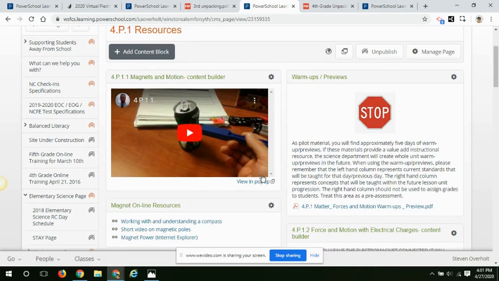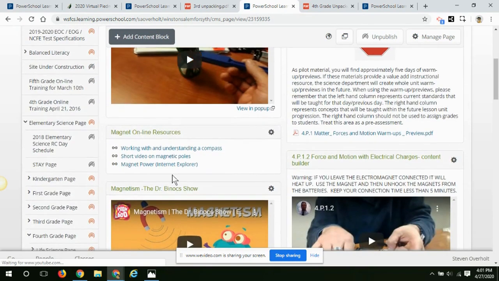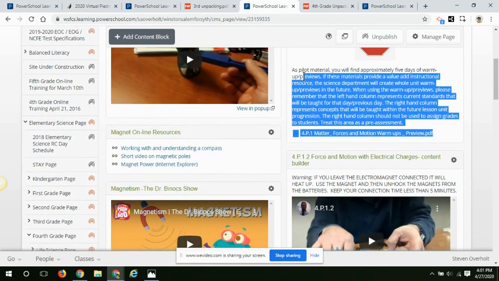If you have a magnet at home, you don't have to have these exact magnets, but go ahead and do things. What things are attracted to magnets? So run some of those. Magnet online resources, those are in here.